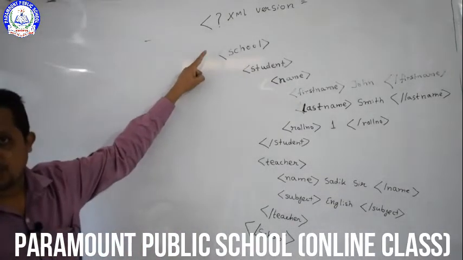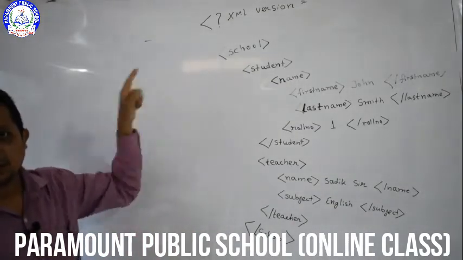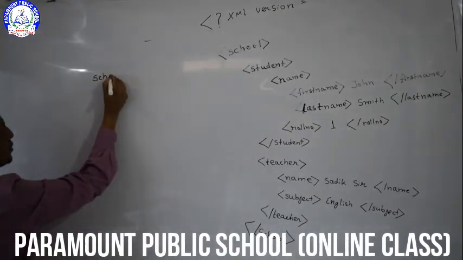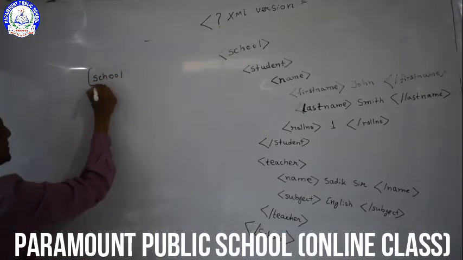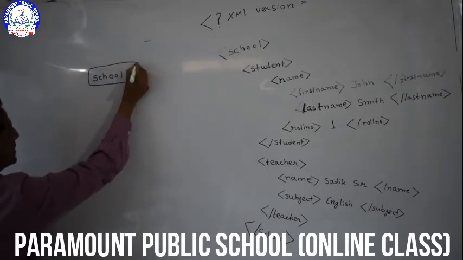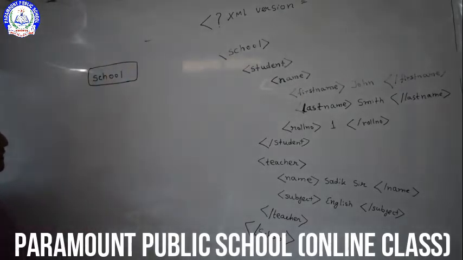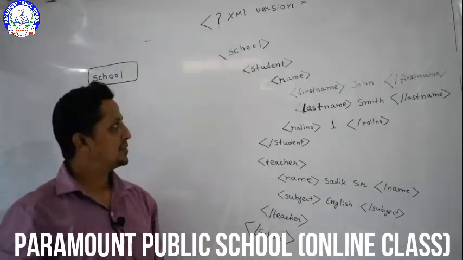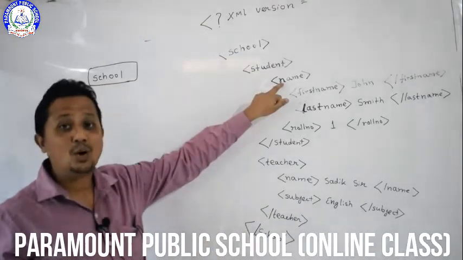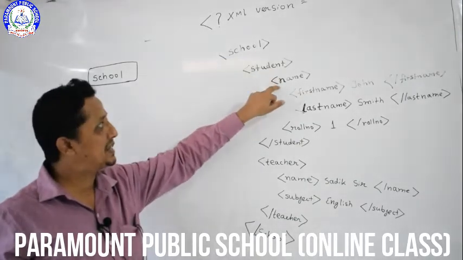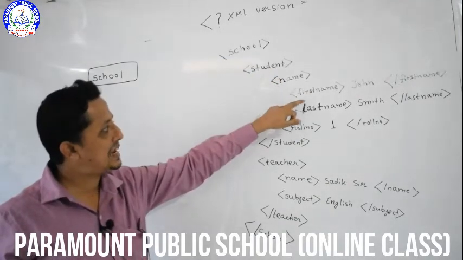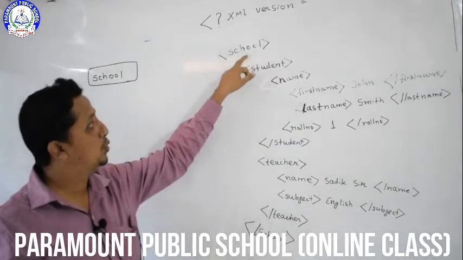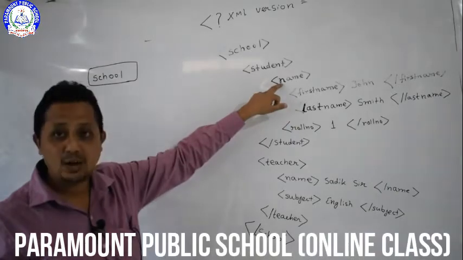Now from here you can see that my root element is school. So I put it inside a box like this. Now, you see, how many children does school have? Name is not a child of school; name is the child of student. First name and last name are neither the child of student nor school. First name and last name are the children of name.